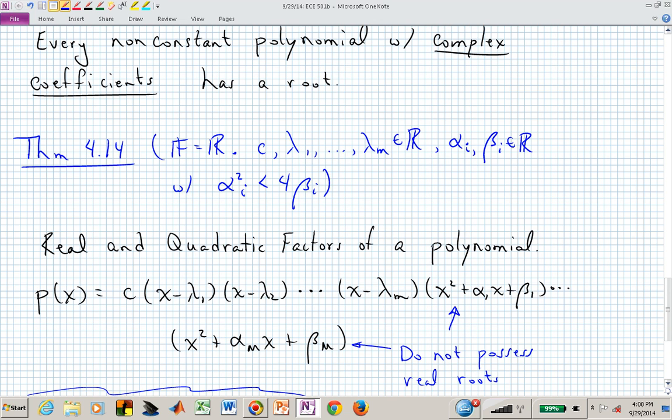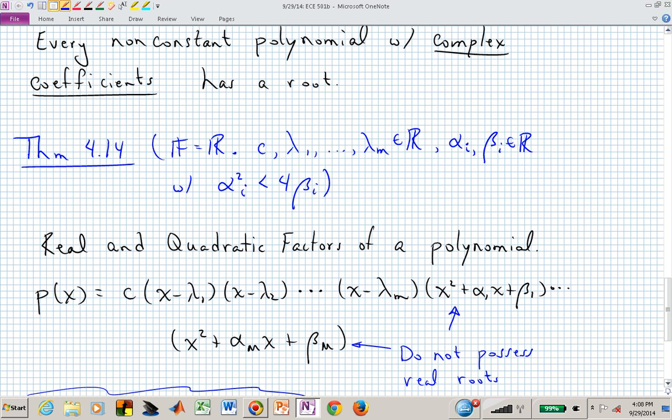In Theorem 4.14, if the field is real, the set of real numbers, and c, lambda 1, lambda sub m are real, alpha sub i, beta sub i are also real, and as long as this discriminant is such that alpha sub i squared, and if you're thinking of the quadratic formula, where the leading coefficient has now been normalized to 1, but a lot of times I remember that as ax squared plus bx plus c.